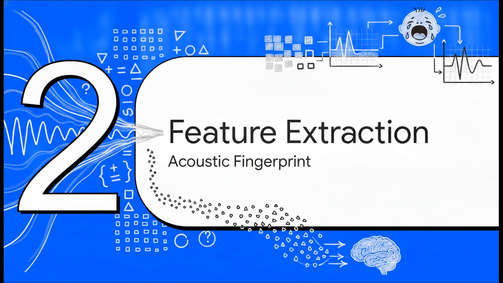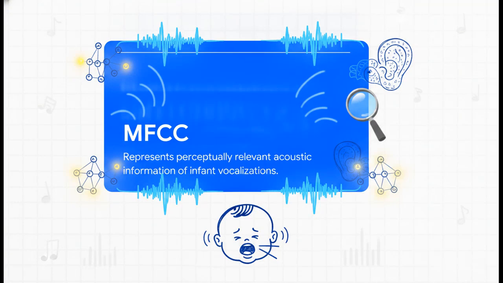Section 2. Extracting the acoustic fingerprint. To actually analyze these clips, the system relies on MFCCs, or Mel Frequency Cepstral Coefficients. Now, without getting completely lost in the weeds here, MFCCs are essentially an acoustic representation that actively mimics how the human ear perceives sound. By extracting exactly 40 of these specific coefficients from our 3-second audio segment, the system generates what is essentially a foundational acoustic fingerprint of the infant's vocalization.